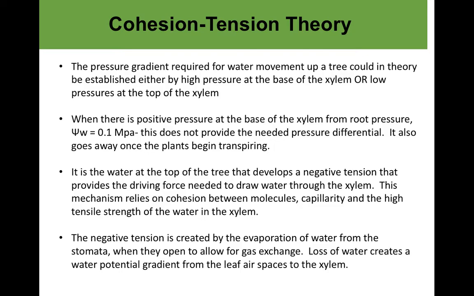So let's talk about how this pressure gradient is established. So in theory, there's two ways that you could have a pressure gradient, right? You could have positive pressure at the bottom, pushing water up to a lower potential at the top of the tree. Or you could remember that water can have negative pressure, or we could have a really, really, really low negative tension at the top of the tree that pulls the water up from the base of the tree.